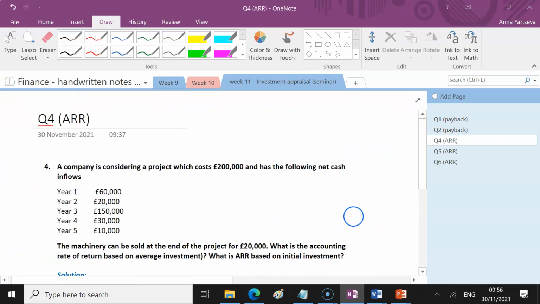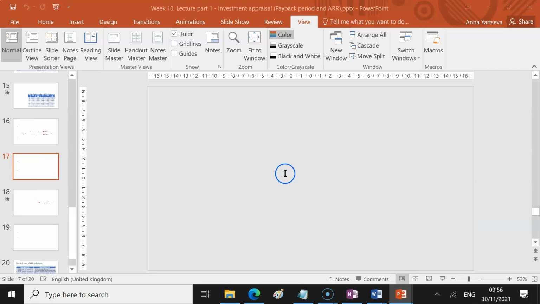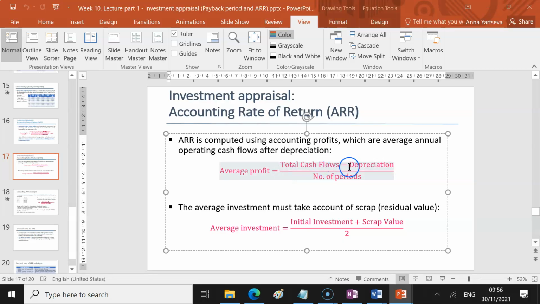And here, to calculate the profit, we are taking this into account. We reduce our average profit by the amount of depreciation. So that's the first thing, that's the first complication.